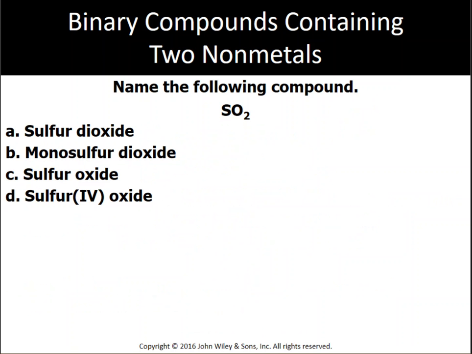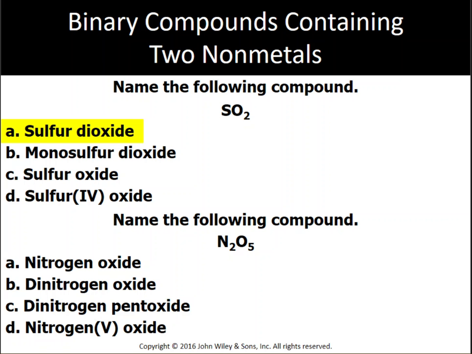So let's look at another example. You want to name the following compound, which is SO2. This is how you want to approach this. This compound represents a molecular compound because sulfur is a nonmetal. Oxygen is also a nonmetal. And remember, for molecular compounds, we gotta use prefixes to name them. So you have 1 sulfur, and you have 2 oxygen, dioxide. So the name is going to be sulfur dioxide.